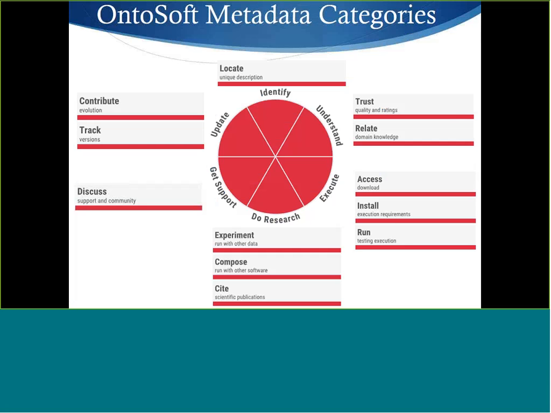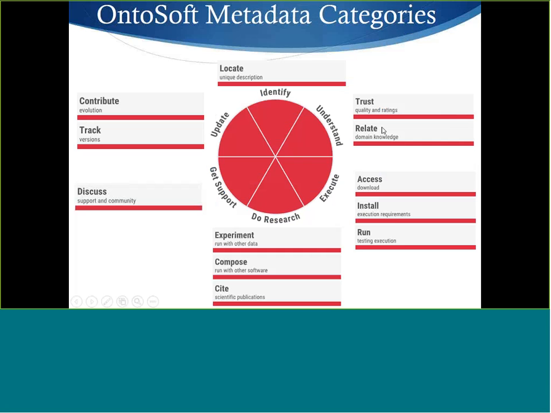Here's a slightly more detailed look at what kind of information is in the sections. Identify would be the basic stuff, like what is the name of the software, what does it do, where is it located. And understand, trust, quality and ratings: the software quality, how well it works, does it have lots of bugs in it.